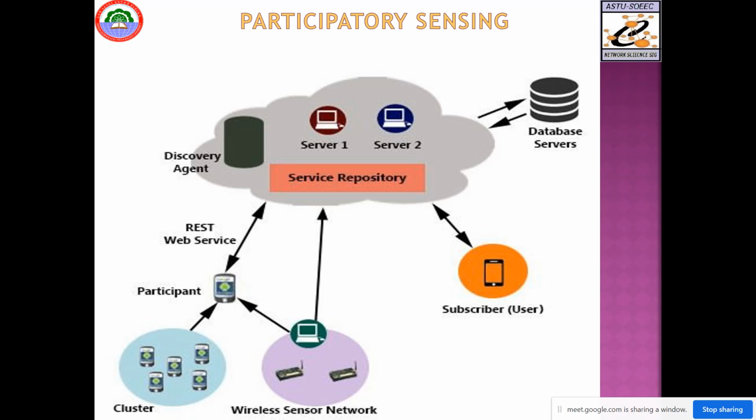So let us discuss one simple example. Participatory sensing will collect quantitative information. For example, we have a sensor that I deployed to measure the oxygen levels of the air in that particular region.